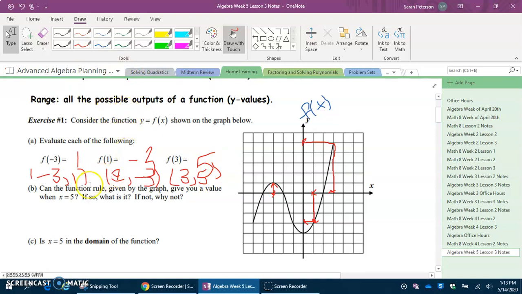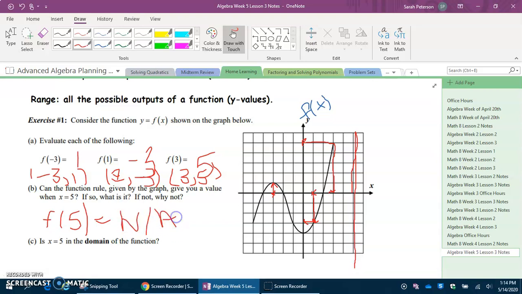Okay, so next it says, can the function rule given by the graph give you a value for when x is 5? If so, what is it? If not, why? So I'm looking for specifically f of 5. When x is 5, what is y? So I'm going to go over to my graph again. I'm going to go over here. 1, 2, 3, 4, 5. And if you look here, there are no values on this graph at x equals 5. So this does not exist because there's no value when x is 5.